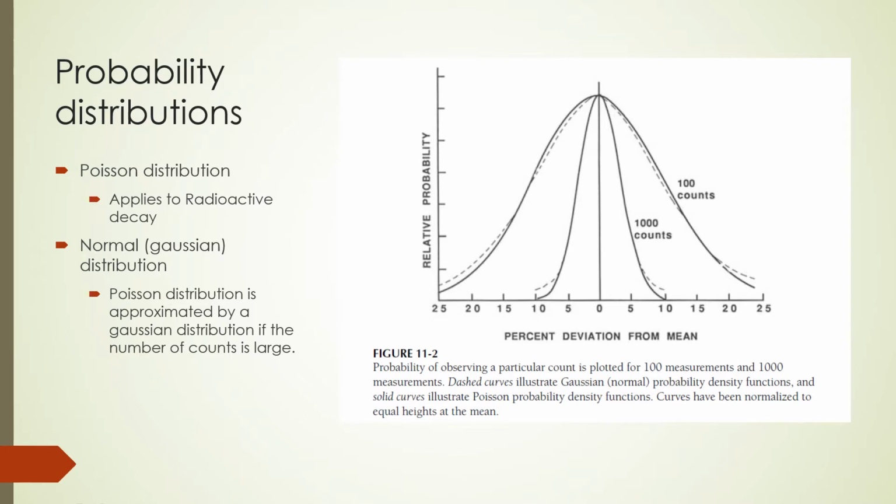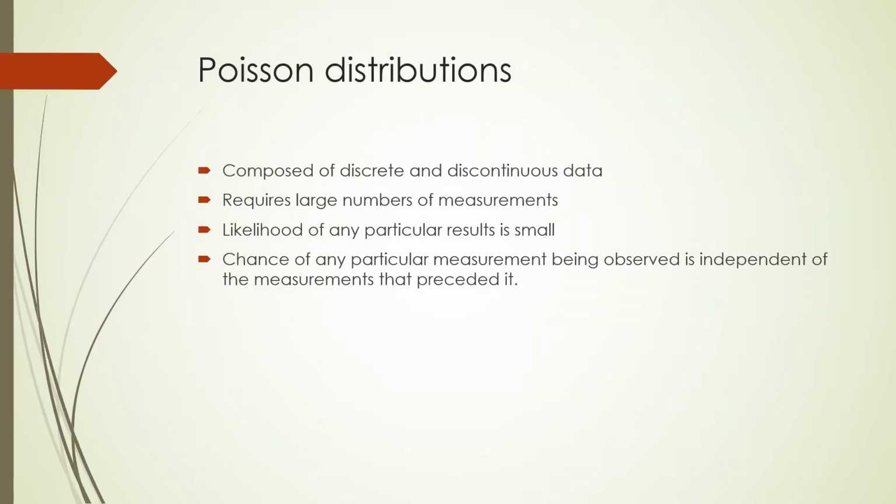If a large number of counts is accumulated for a radioactive sample, then the Poisson distribution curve is closely approximated by a Gaussian distribution curve. We can understand the Poisson distribution by thinking of it as a binomial distribution with a large sample size that is approaching infinity. The Poisson distribution can be composed of discrete or continuous data.